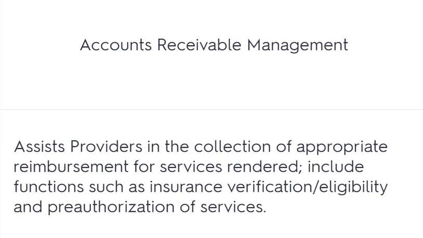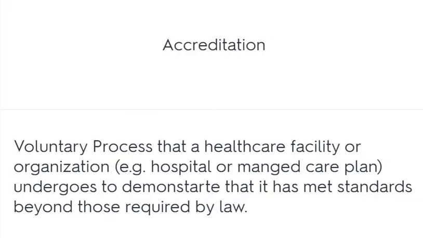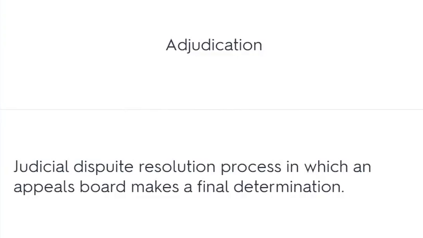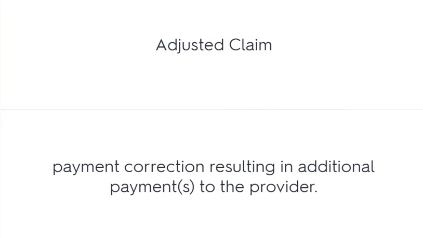Include functions such as insurance verification, eligibility, and pre-authorization of services. Accreditation. Voluntary process that a healthcare facility or organization undergoes to demonstrate that it has met standards beyond those required by law. Adjudication. Judicial dispute resolution process in which an appeals board makes a final determination. Adjusted claim. Payment correction resulting in additional payment to the provider.